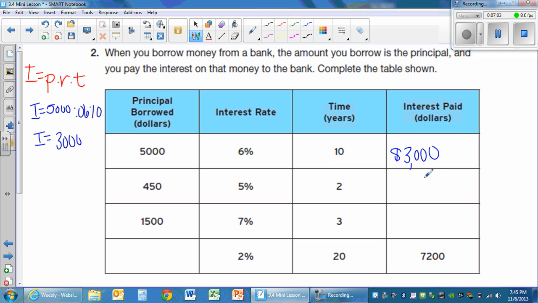So you have to pay them back the $5,000 you borrowed, plus an additional $3,000 just for letting them borrow the money to you. Go ahead and try the next three on your own. Be careful with this last one. You're going to have to look for the principal. And when you're ready, press play. Here are the answers to the last three problems you had to try. $45, $315, and then $18,000.